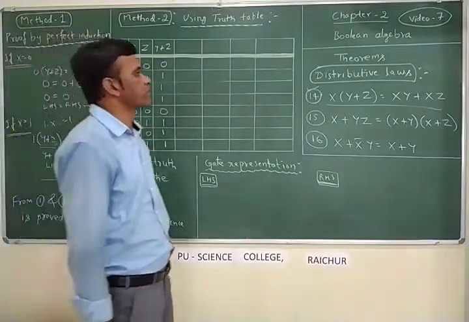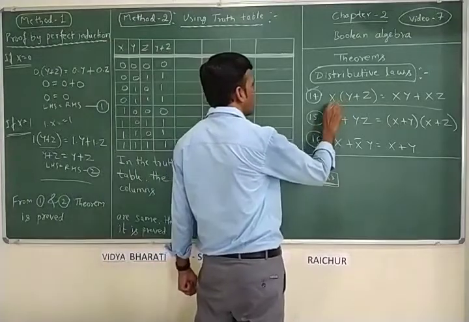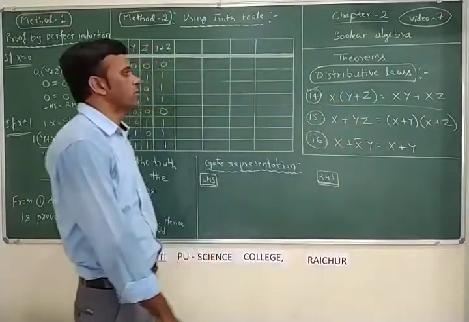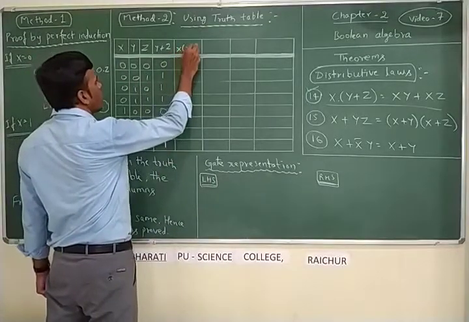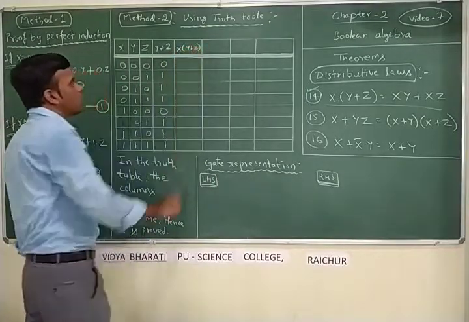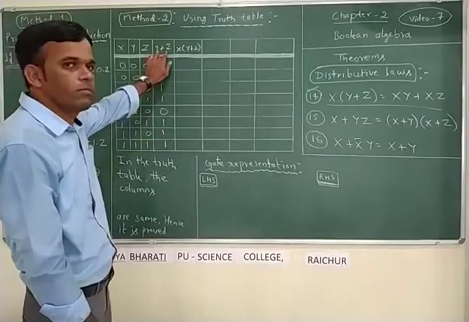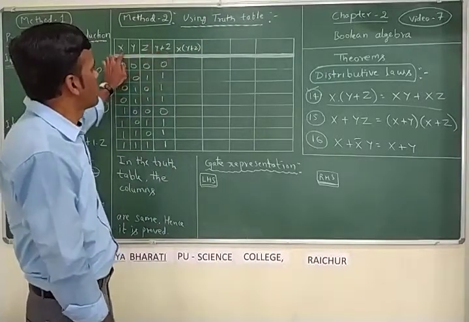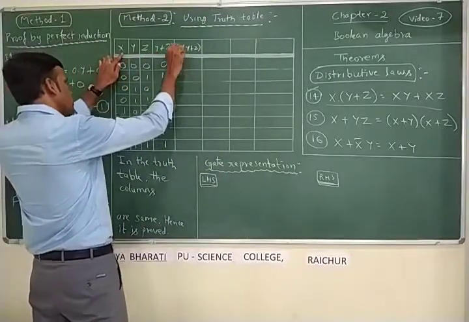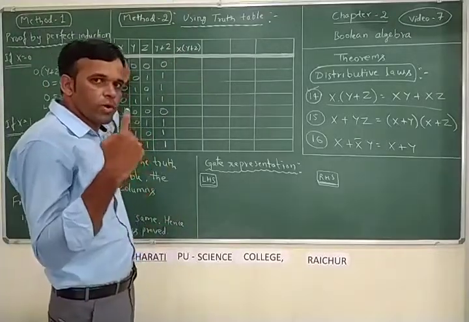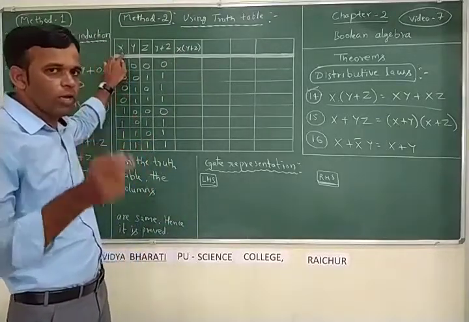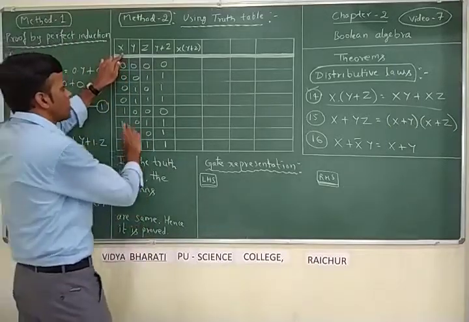Next, outside the variable x is ANDed. So we'll go for that one. x of y plus z. So the y plus z column, then the column x, and it's an AND operation. If nothing is there, it means it's a dot and it is an AND operation. So AND operation is going to be 1 when both are 1. Okay. So just look for 1.